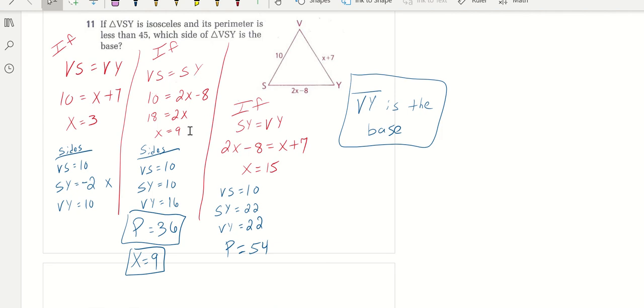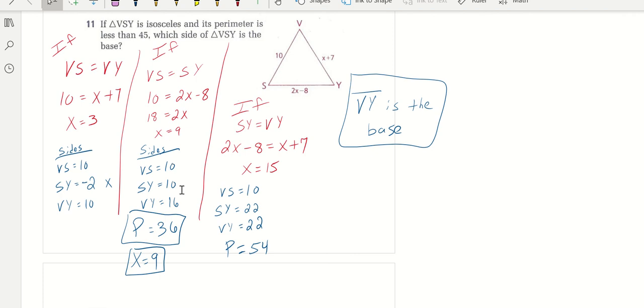When you substitute in x equals 9, well, VS is just 10, right? That doesn't change. SY, 2 multiplied by 9 is 18. 18 minus 8 is 10. So VS is equal to SY. That's the way it should have been, right? Because we solved for x under the stipulation that VS is equal to SY.